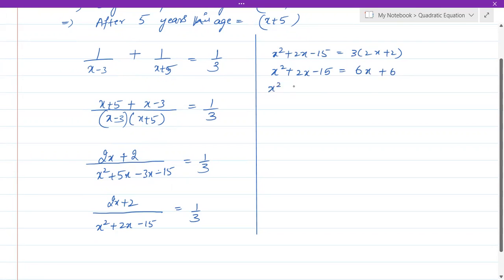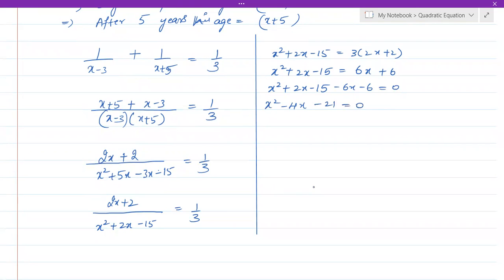So transpose everything to the LHS. x square plus 2x minus 15, minus 6x, minus 6 equal to 0. So x square plus 2x minus 6x will become minus 4x. Minus 15 minus 6 will give you minus 21 equal to 0. From here, you can easily solve it by any of the methods and find the value of x. And remember, this is a problem based on age. Therefore, you should consider only the positive value of x. Okay. So let's get into the next question.